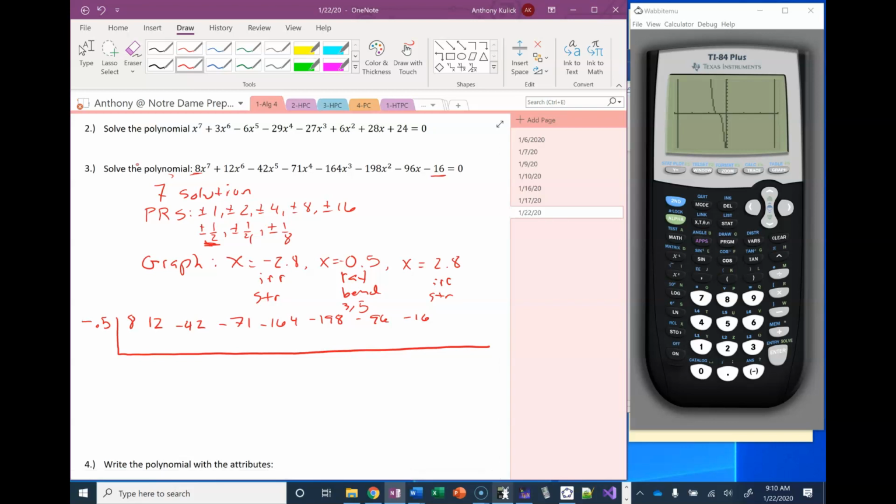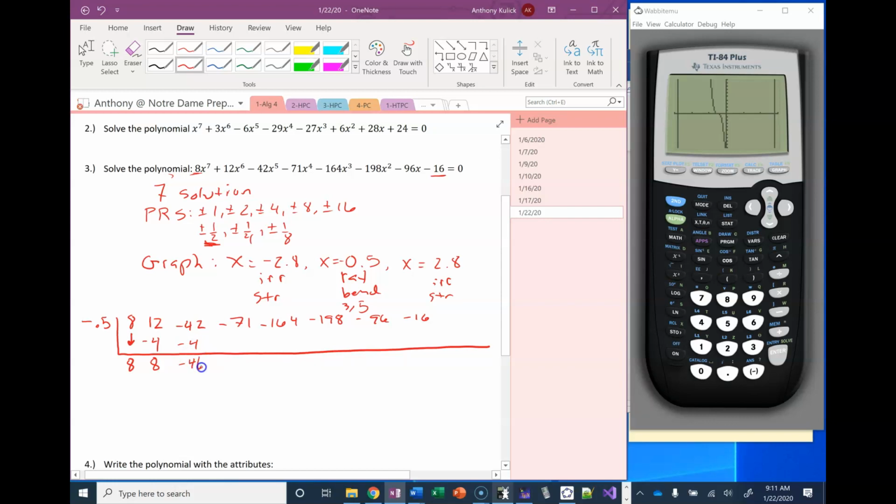So I'm going to do this at least 3 times. After I do it 3 times, I'll look to see what I have left. And maybe we'll do it 2 more times after that. Or maybe I'll look and see something that I can factor. Who knows? Okay? But I know I'm going to do this at least 3 times. So I start by bringing the 8 down. Negative 0.5 times 8 is negative 4. And then negative 4 plus 12 is 8. And then we get another negative 4.